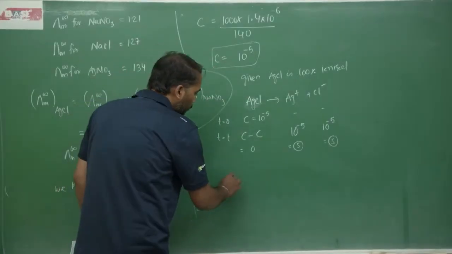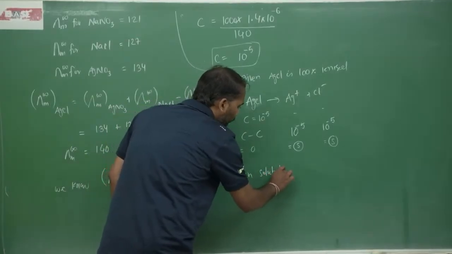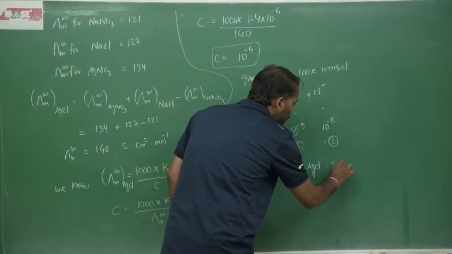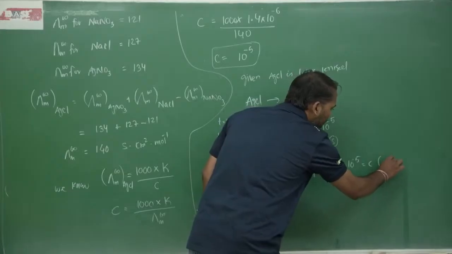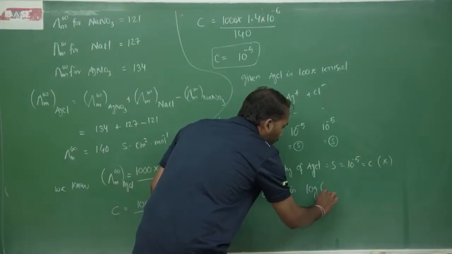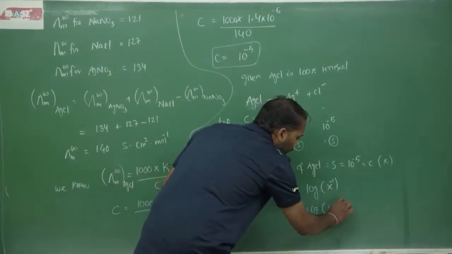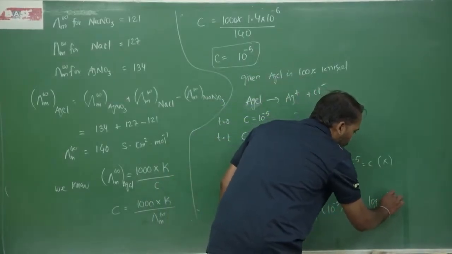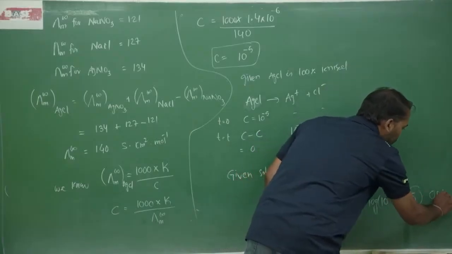Right? So you can write then, given is the solubility of AgCl, which is equal to S, which is equal to 10 power minus 5, which we got as C. And this is given as X. Then asked is log of x power minus 1. So if x is equal to 10 power minus 5, minus 1 you have to take. Then it will be log of 10 power plus 5, and log of 10 power plus 5 is 5. That is the answer. So option C is the answer.